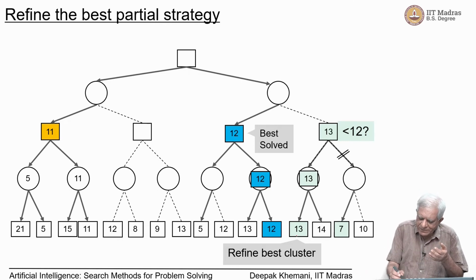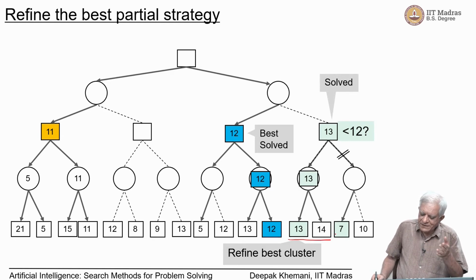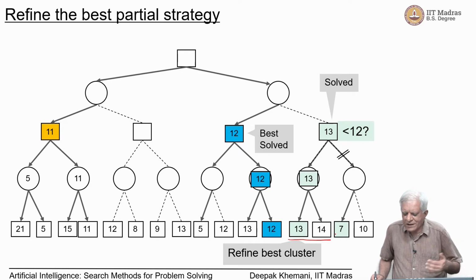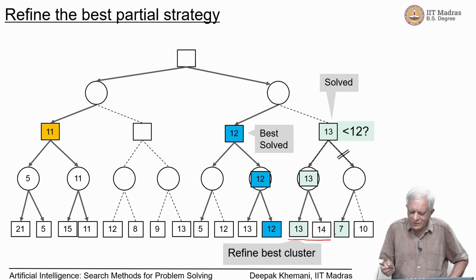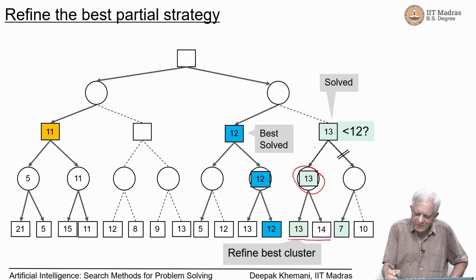What do you mean by refine? By looking at its sibling, and because it has a min parent, that min parent will accept 13 from there. So, the value of that cluster now becomes 13. Again, if you look at how this minimax backup rule operates, when we say 13 here, we mean that this is fully refined, this is fully solved. But when we say this 13 here, it means what? It means greater than or equal to 13.